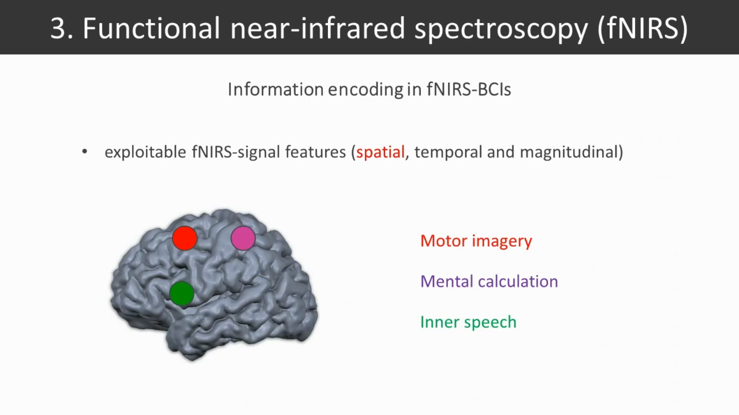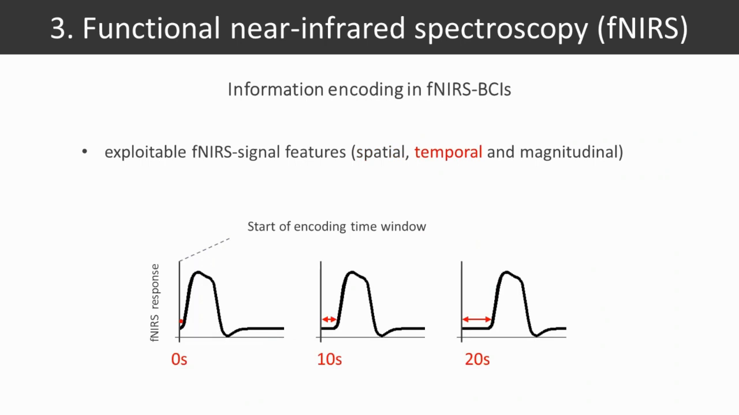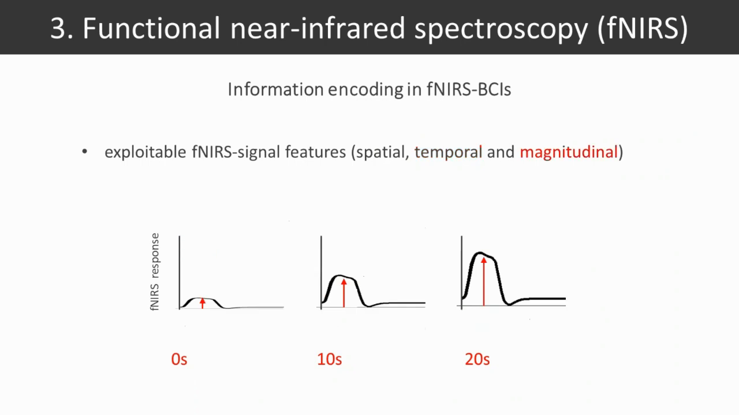This is by doing different kinds of mental activity. But also we can exploit temporal fNIRS signal features, namely, imagine we have a particular start of the encoding time window, and by asking a subject for each of the answer options, for example in this case here 3, to either start immediately or delayed, we get, because we have this nice single trial reliability, an early or a delayed response. And similarly we can also exploit temporal or magnitudinal features by letting a subject try to reach a high or low or medium level of brain activation.